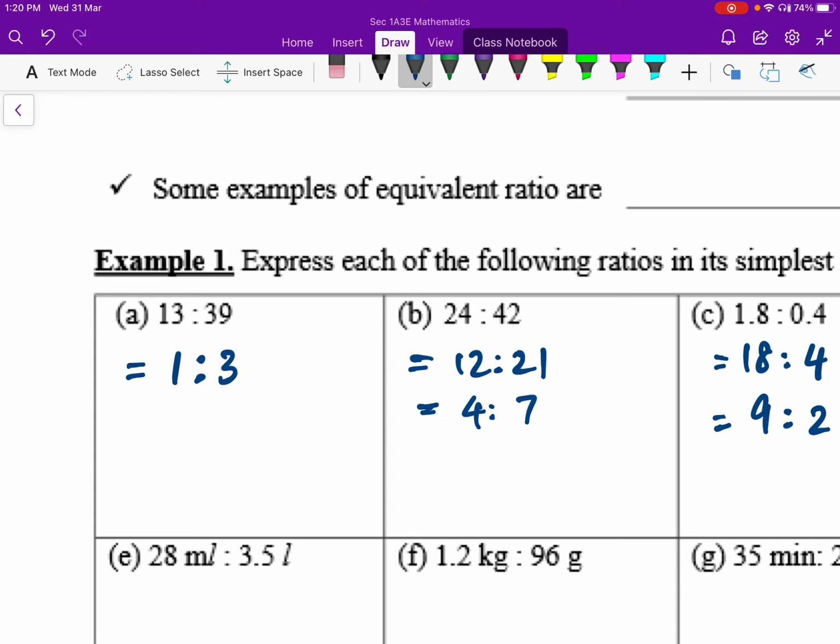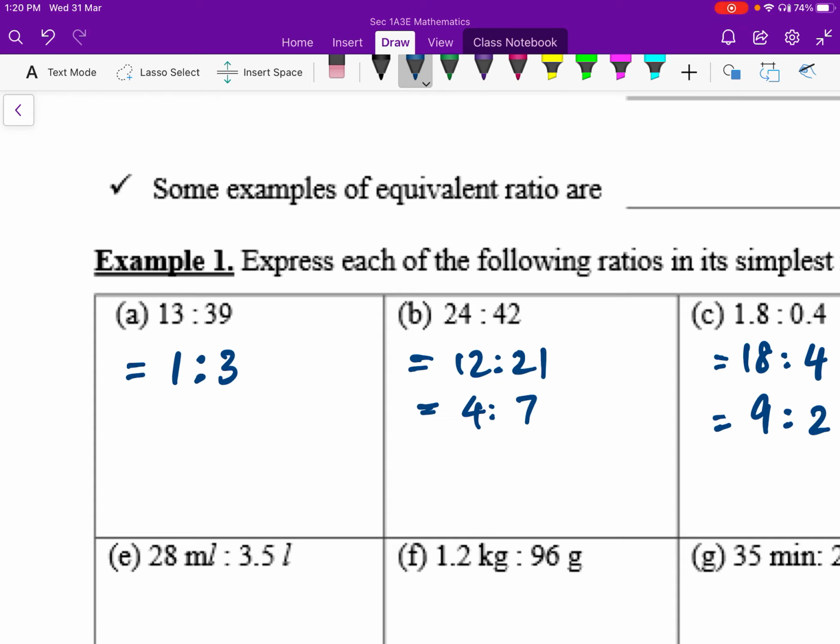So 24 to 42. Let's key in the numerator. 24. 24 to 42. And you get 4 is to 7. Okay? So it saves you a lot of time. It works for a fraction, it works for decimals. But important thing is that you must change them to the same unit.